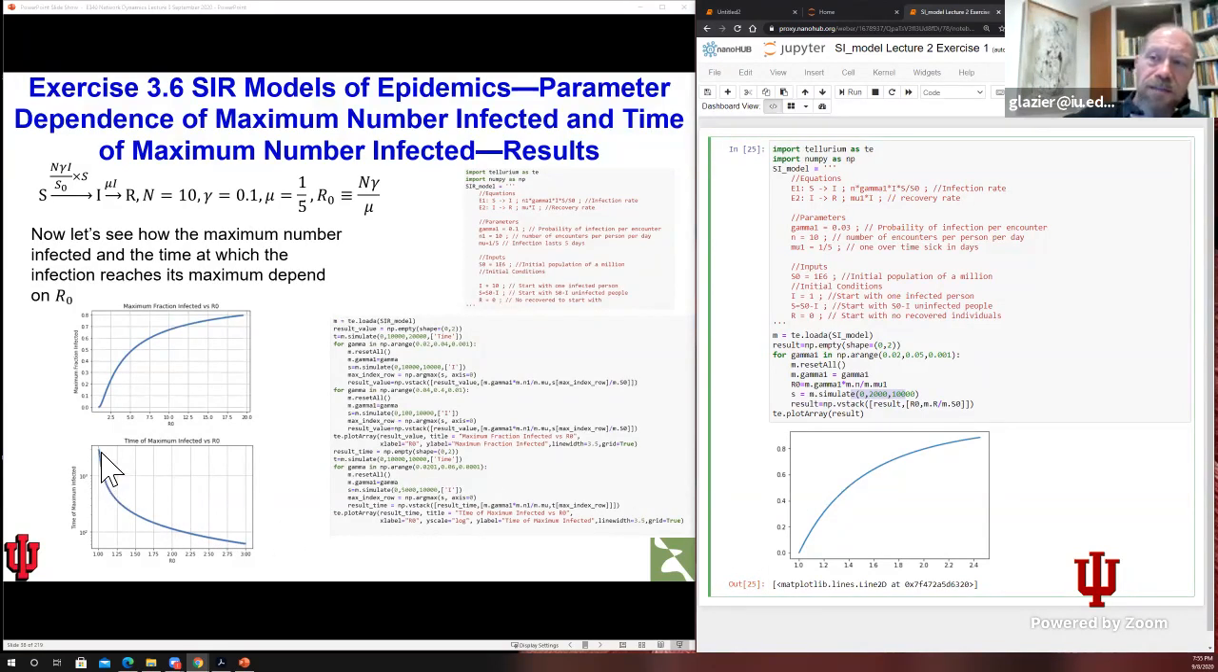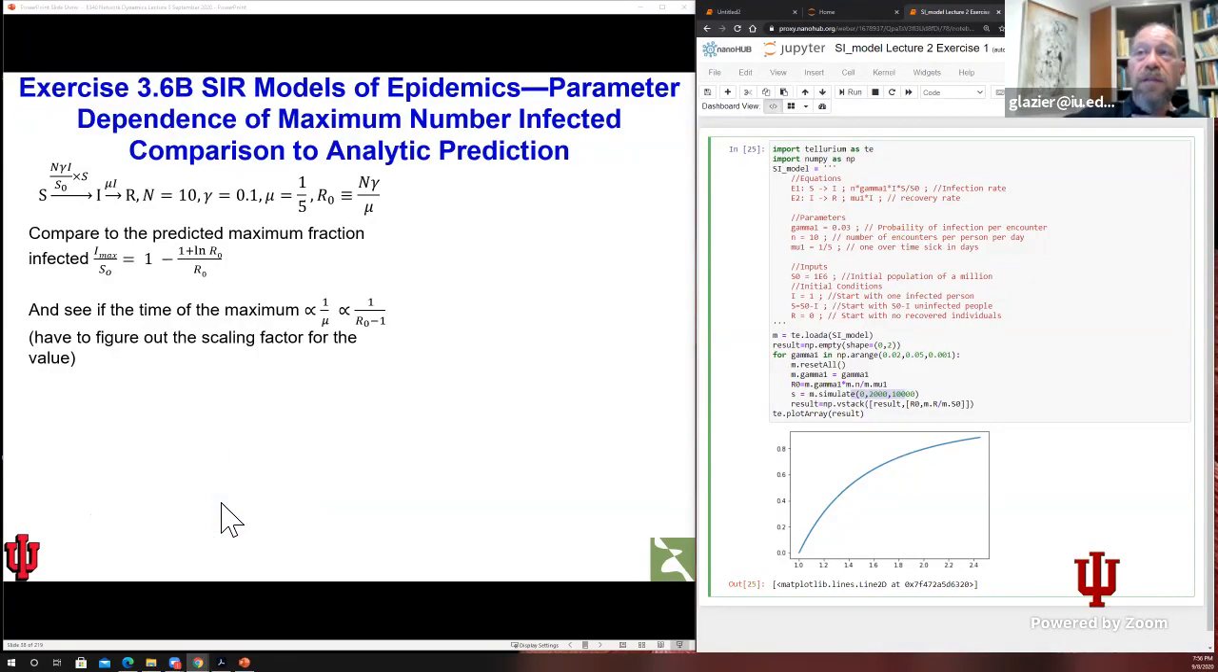The time of the maximum infection decreases as R naught gets bigger. That is, the infection's faster for bigger values of R naught. In this case, we had those estimates, I max over S naught. That is the size of the maximum. And we could also use our earlier estimate, and I'm not going to go through that in detail now, to predict the time of the maximum. It scales like 1 over mu, or 1 over R naught minus 1.